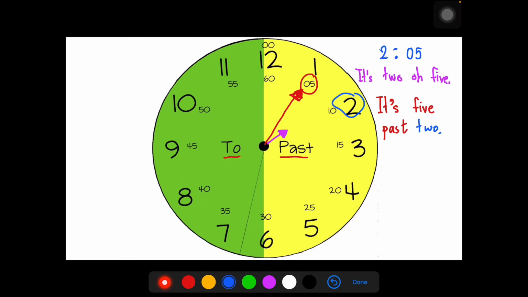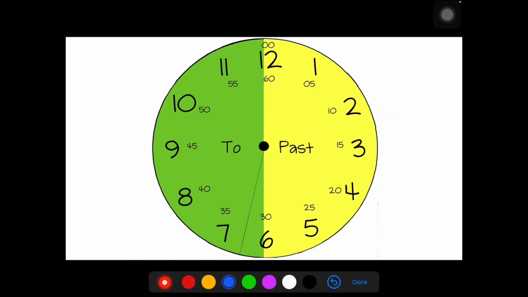Alright. Next one. How about 2? How do we use 2? For the 2 one. Alright, imagine the short indicator is pointing at number 6, and then the long indicator points all the way to number 10.